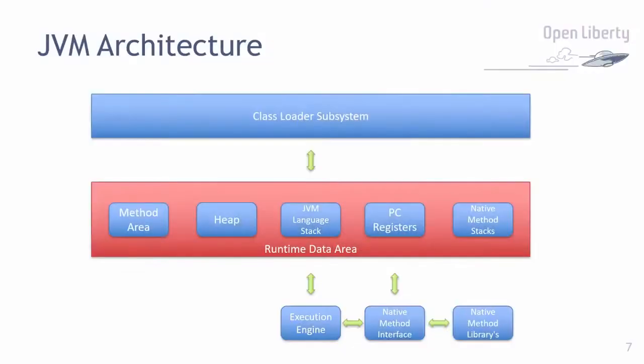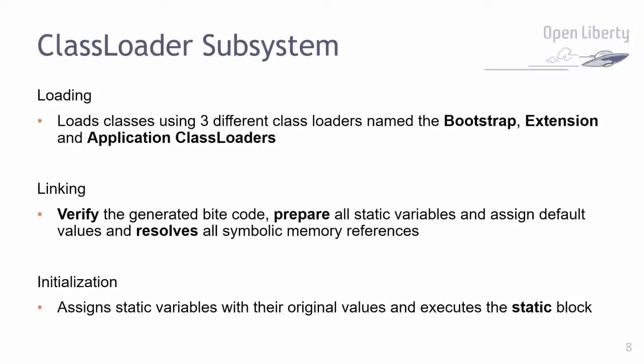Okay, so I'm not going to go too much into detail here about how a JVM works, but this is the architecture of a JVM. You have your ClassLoader Subsystem on the top, then you move down to the runtime data area, and then you've got your execution area. So what do those different things do? The ClassLoader Subsystem, the loading part of that, loads classes using 3 different class loaders, and that's the Bootstrap class loader, the extension, and the Application ClassLoader.